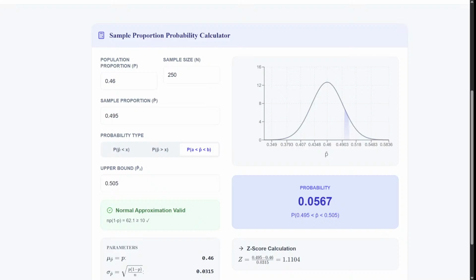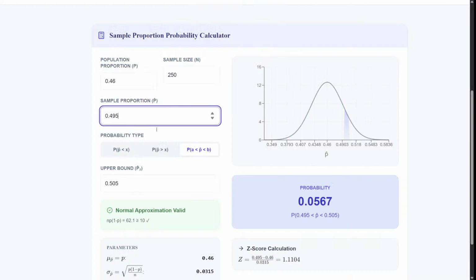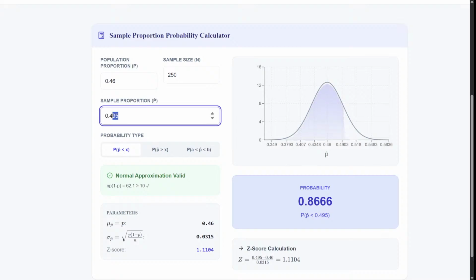What's the probability that fewer than 120 read at least 6 books? So I've got to do 120 divided by 250. So 48%. And we want fewer than that.